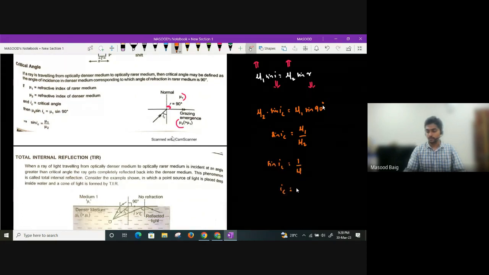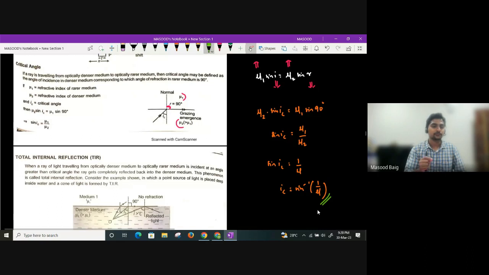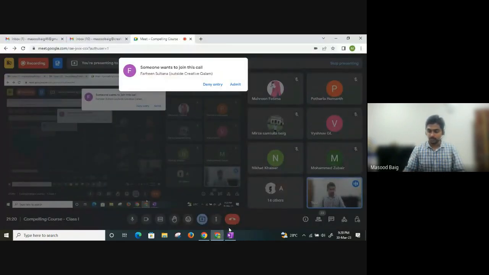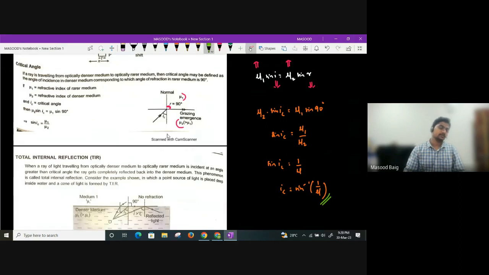So I'll write critical angle as sine inverse of 1 by mu. The point you need to know here is, if the incident ray is traveling from denser medium to rarer medium, that particular angle of incidence where the refracted ray in the rarer medium will graze the surface, or the angle of refraction in the rarer medium becomes 90 degrees, is called the critical angle, guys.